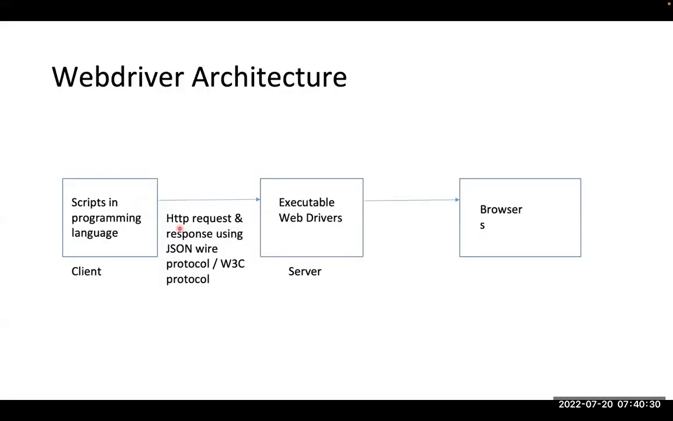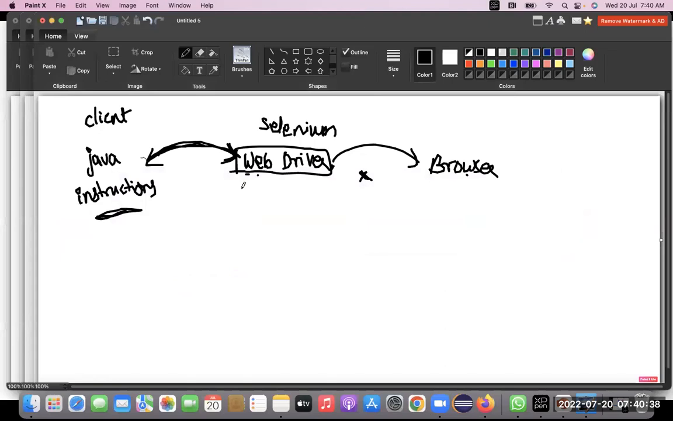Here, there are two ways of communication. One is HTTP request using JSON wire protocol. The other one is W3C protocols. What is a protocol? Protocol is nothing but rules.